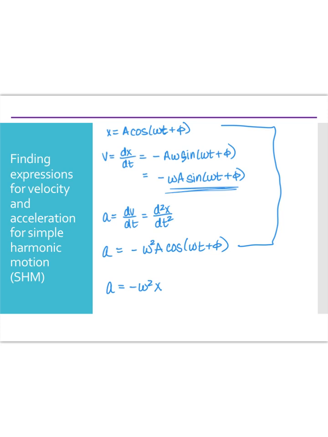One other thing that I might notice when looking at these expressions is that whatever is out front represents the amplitude of these particular values, or their maximum values. So I would say that the maximum velocity is going to be omega times A. And when I look at this expression, my maximum acceleration is going to be omega squared A. And so those are important, helpful things to remember.